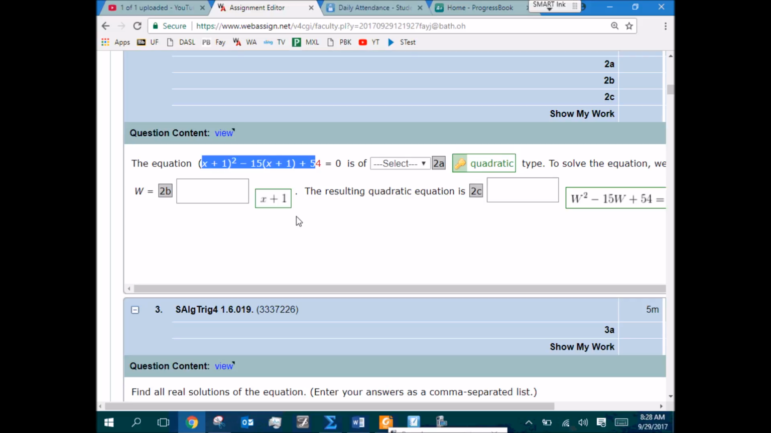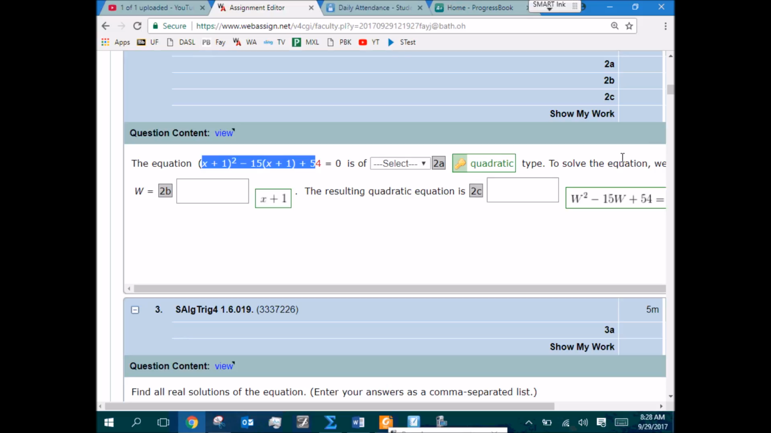So I'm just going to write it as u squared minus 15u plus 54, where u stands in for x plus 1. I solve for u, replace x plus 1. And that's the safest thing to do. Hopefully you're recognizing that that is a quadratic format, right? It's just not the one we're accustomed to, the one that we see the easiest.